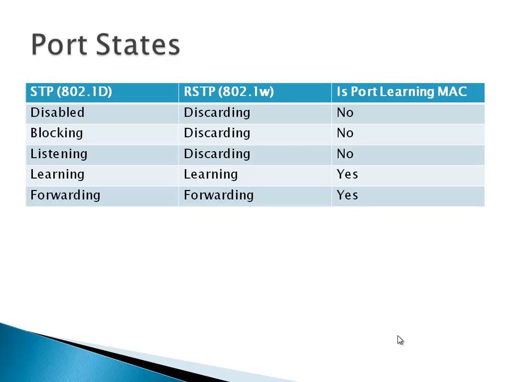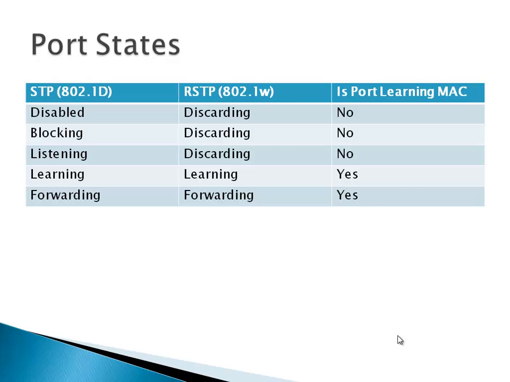Comparing the Spanning Tree protocol 802.1d standard to the Rapid Spanning Tree 802.1w. The first state is disabled. In Rapid Spanning Tree it is discarding. It doesn't learn port MAC addresses. Then we have blocking, discarding. Let's read the Spanning Tree first. We have all 5 states: disabled, blocking, listening, learning, then forwarding. There are 4 states in Rapid Spanning Tree protocol: discarding, discarding, discarding, then learning and forwarding.